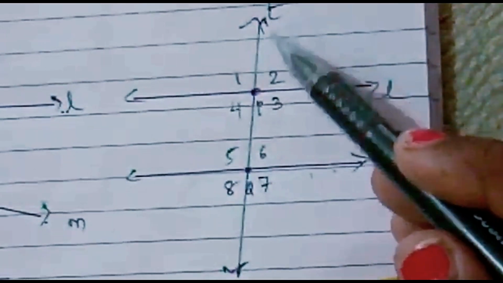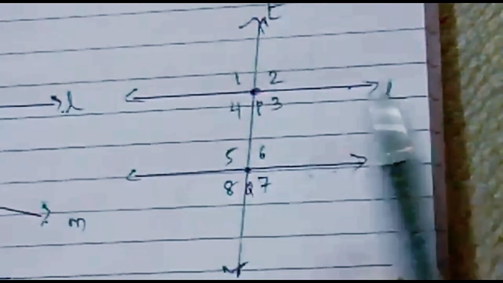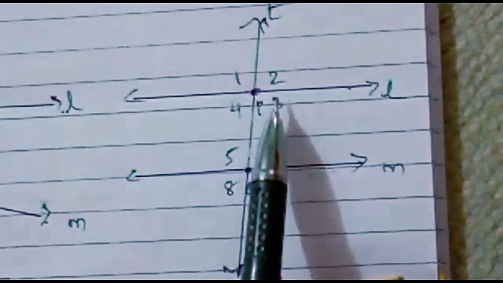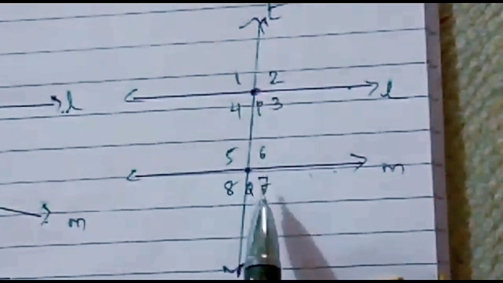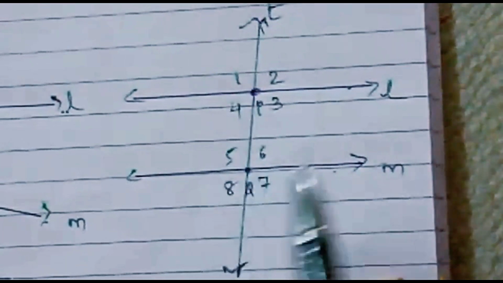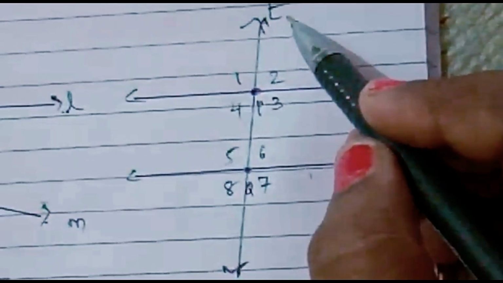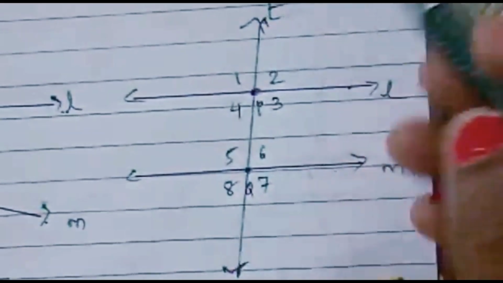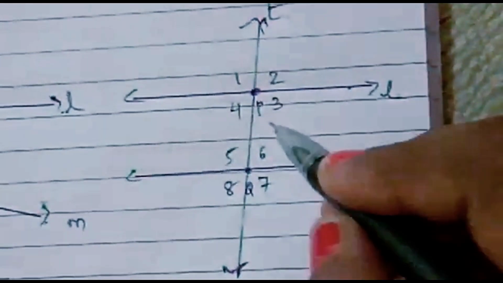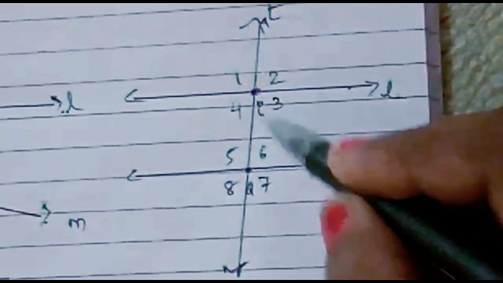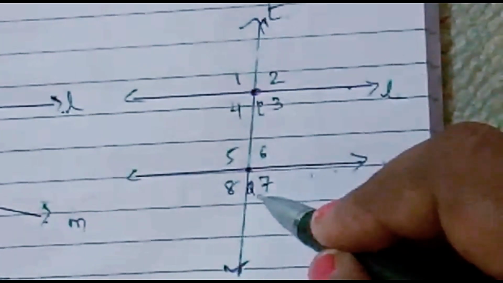Here you can see line L and M are parallel. They have transversal as T. I have written angle 1, angle 2, angle 3, 4, and angle 5, angle 6, angle 7, and angle 8. Now this line T, that means the transversal, is intersecting line L as well as line M at two distinct points, P and Q, namely.